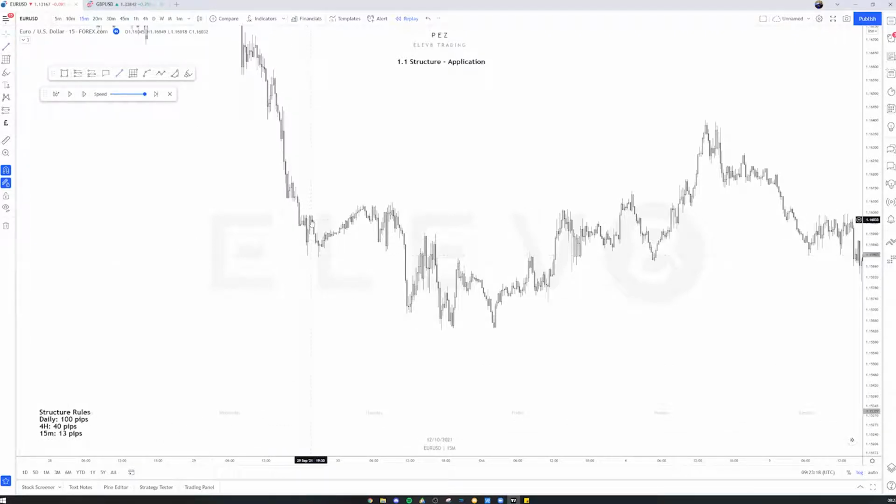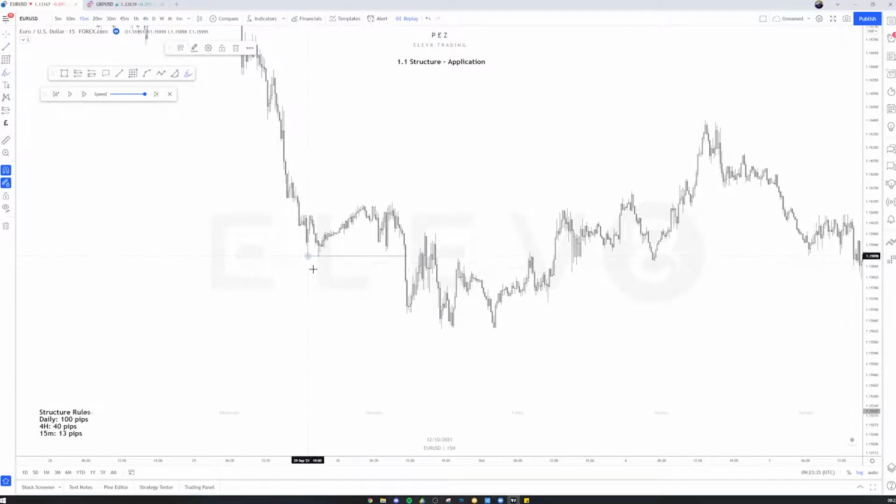Okay, so we get a pullback here and then we get a wick down. So is this pullback structure? This pullback is 15 pips. So yeah, that's classed as structure. And we don't break that until this here because we just wick below.